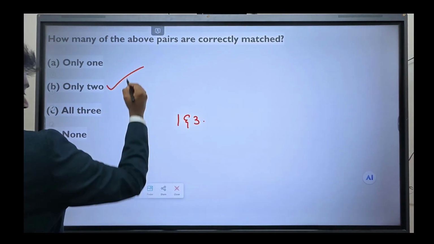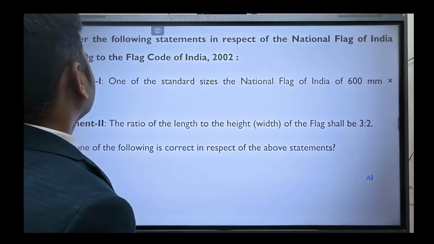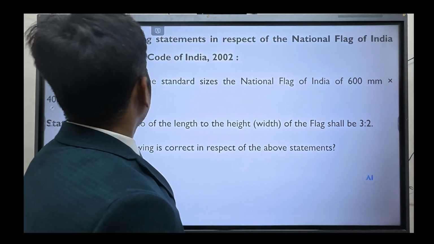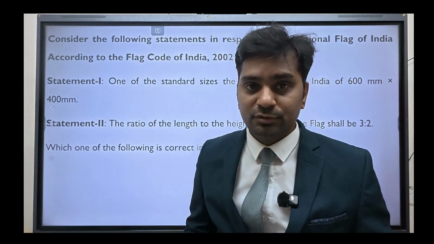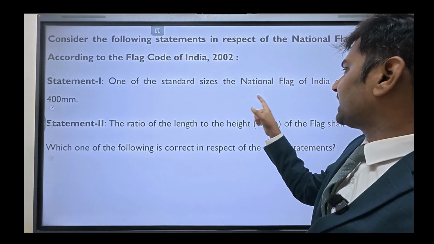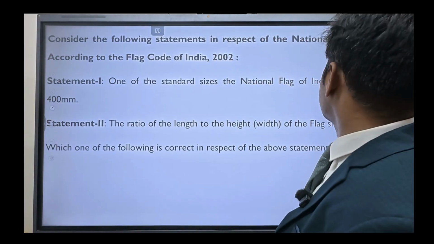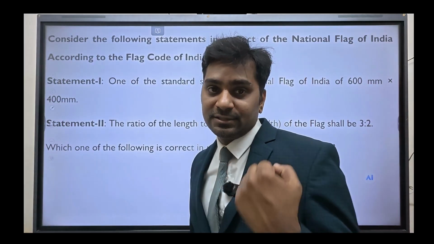Moving further, consider the following statements in respect of the national flag of India according to the Flag Code of 2002. According to the Flag Code of 2002, what are the permitted flag sizes? One of the standard sizes of the national flag of India is 600 mm into 400 mm. Normally people will think of the 3:2 ratio. As a result, it will become correct.